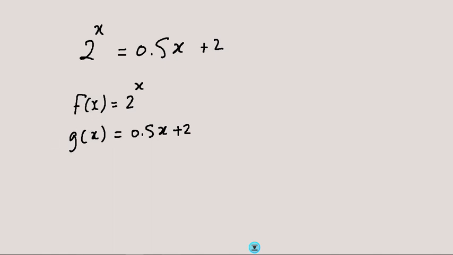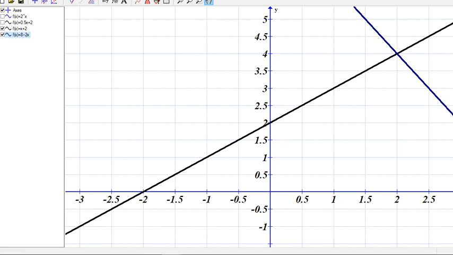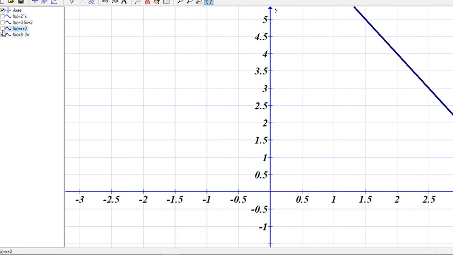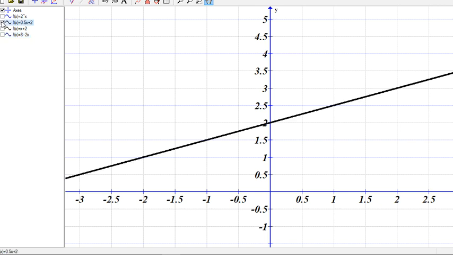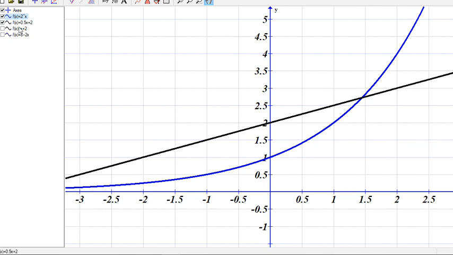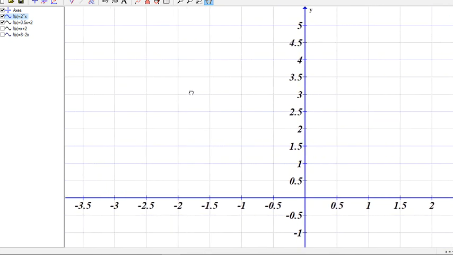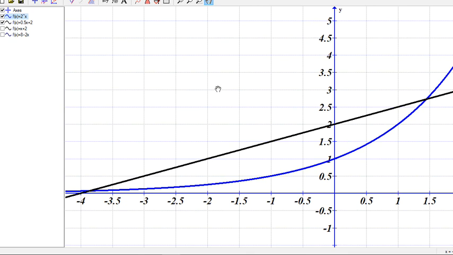So let's look at that. Let's hide these. And let's first of all draw 0.5x plus 2. This is a straight line. Slope is 0.5 and the y-intercept is 2. If we draw f of x equals 2 to the x, this is what we get. Let's move it around a little bit so that we can see. And we have 2 points of intersection.